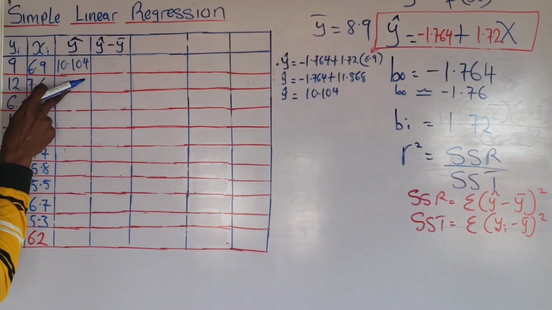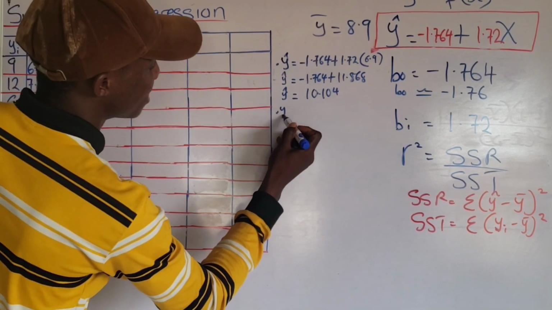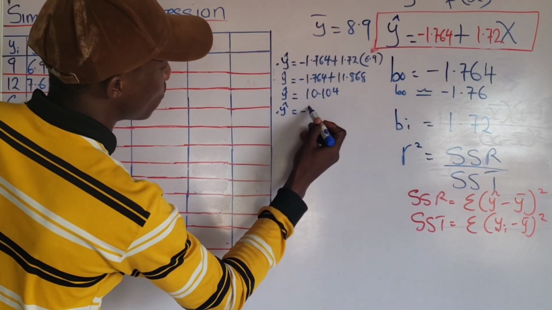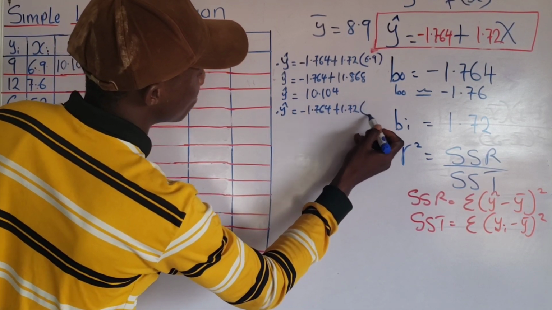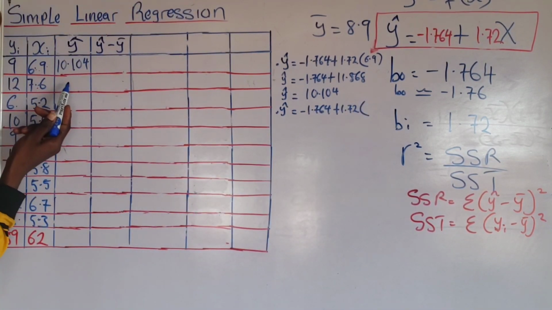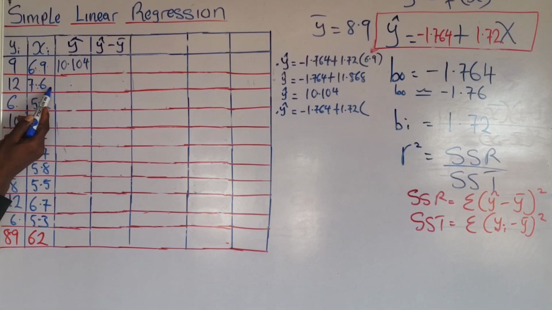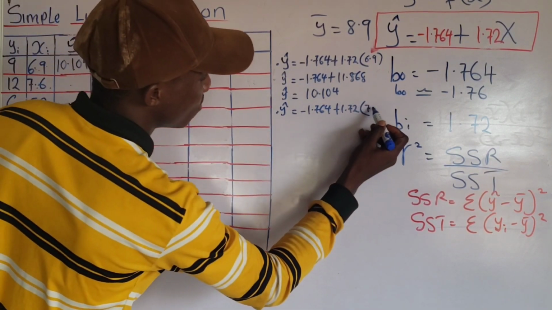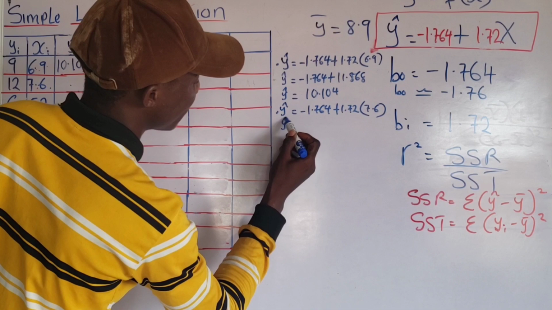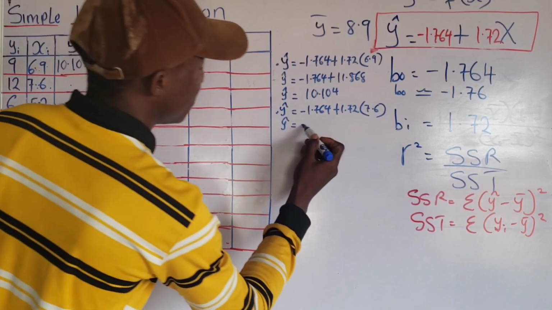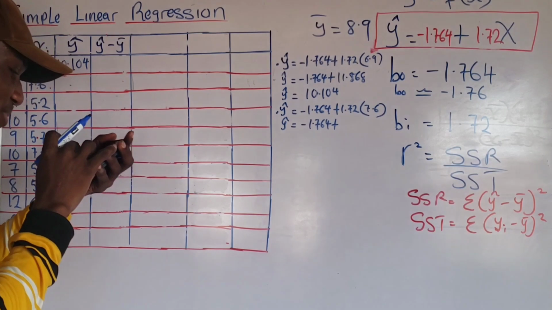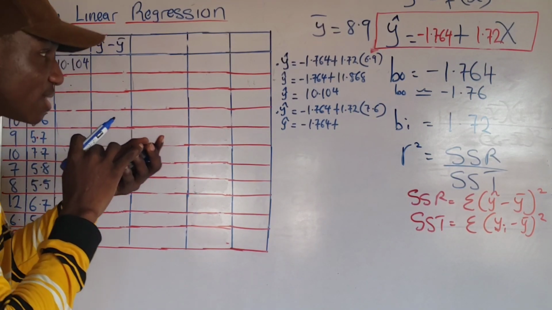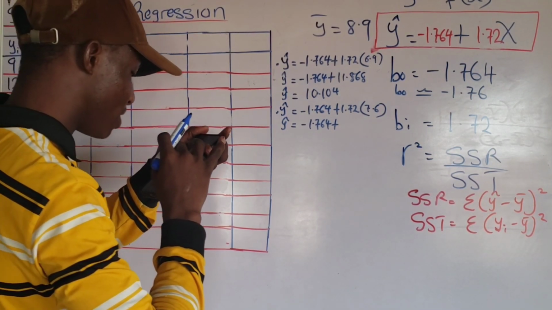Okay, let's proceed to the second one. To get the value of this cell, the predicted value of y is equal to negative 1.764 plus 1.72 multiplied by the corresponding value of x for this cell, which is 7.6. So we are going to substitute 7.6. The predicted value of y is equal to negative 1.764 plus 1.72 multiplied by 7.6. That is 11.308.